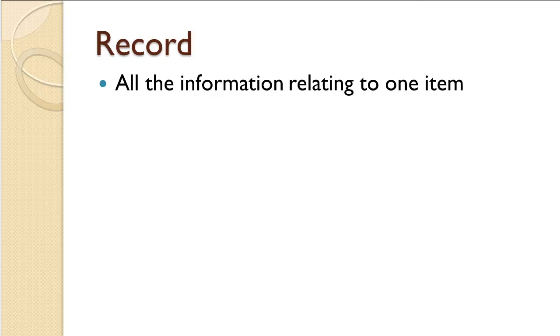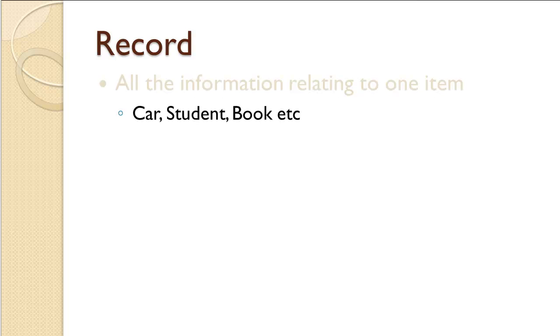Let's start by looking at records. Now, the purpose of a database is to store information about items or objects, like cars, students, books, etc. So for every item in our database, there is a record. So in a database of cars, each car makes up one record. Each student is one record in a student database. And in a book database, each book will be a record.